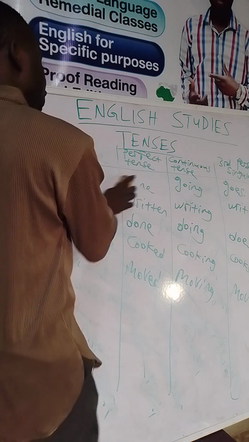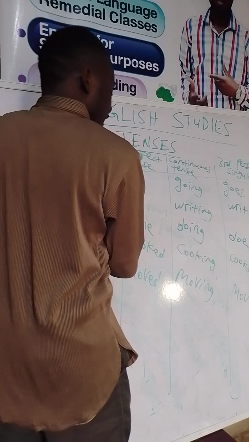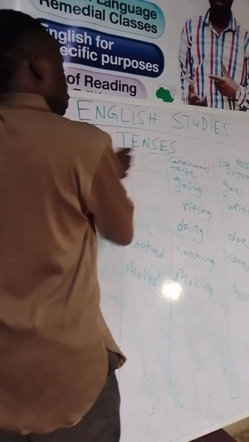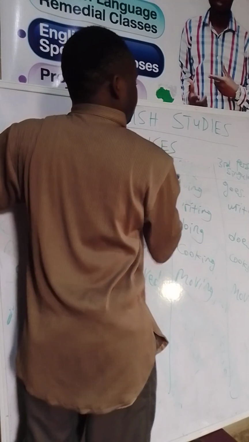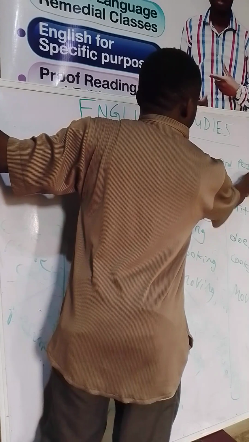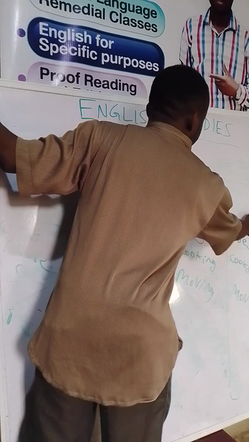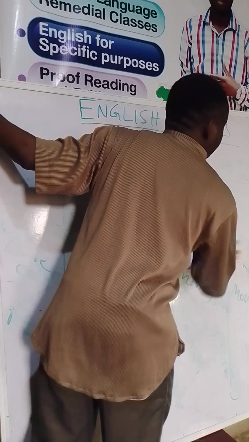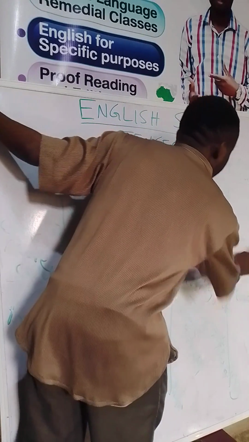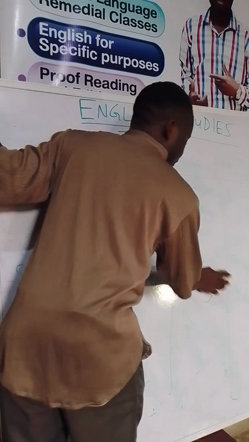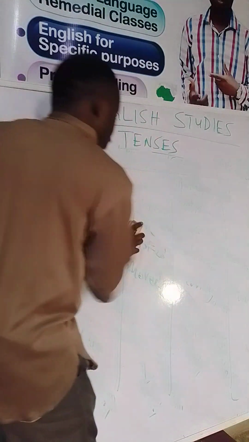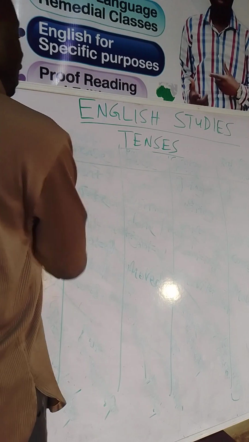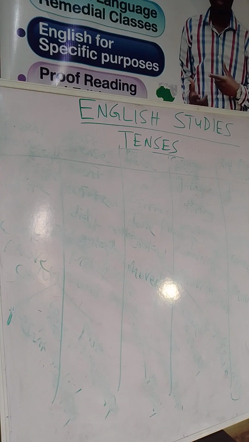While some will change irregularly. Swim, swam, swum. Break, broke, broken. Write, wrote, written. So these are irregular verbs. Hide, hid, hidden. These are irregular verbs. Fall, fell, fallen. These are irregular verbs. So it's very important that you know how various verbs realize their tenses.